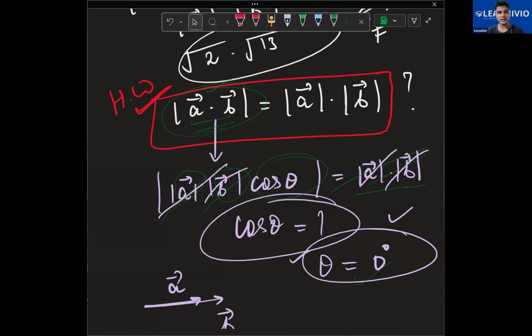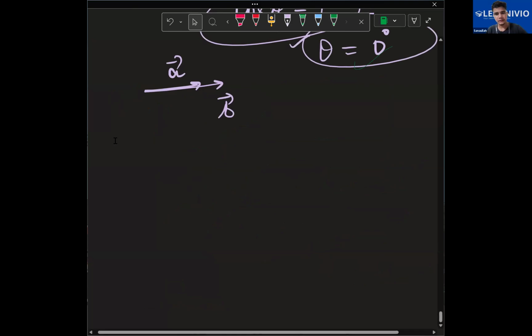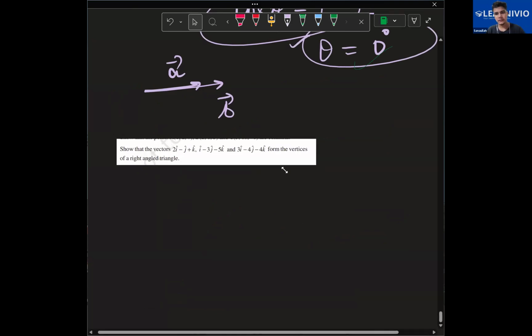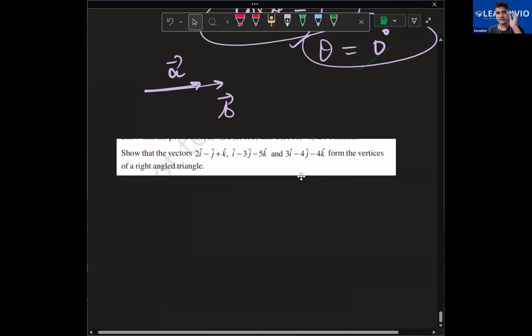And now see, now you know how to find the dot product, right? Okay. Now tell me how you will solve this, how you will proceed for this question. Earlier, you know the method of finding the distance. Now you are given three vectors. Now how will you find it? It forms the vertices of a right angle triangle.